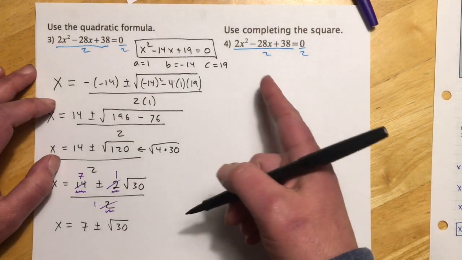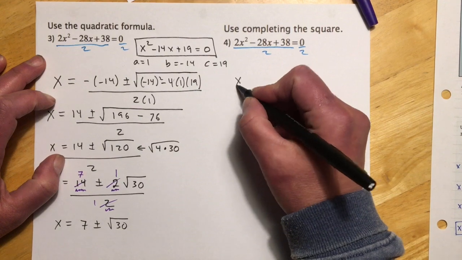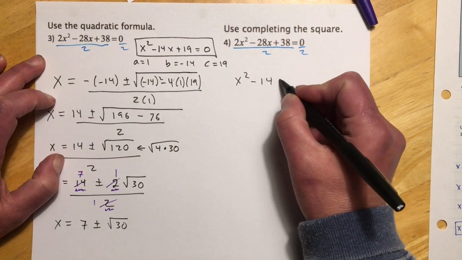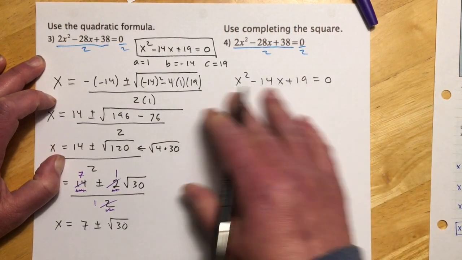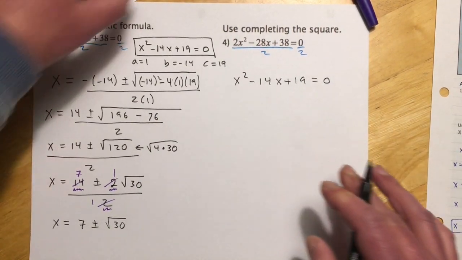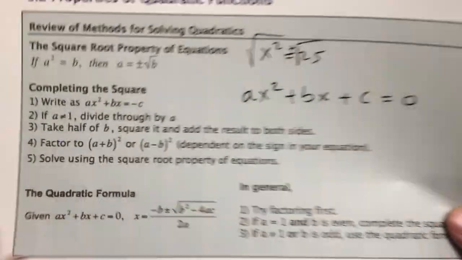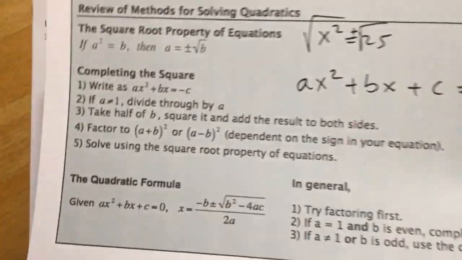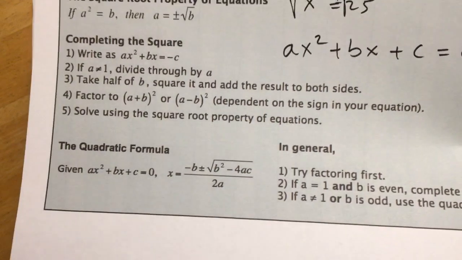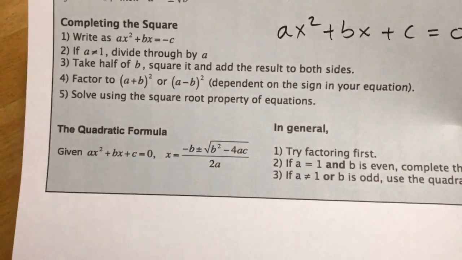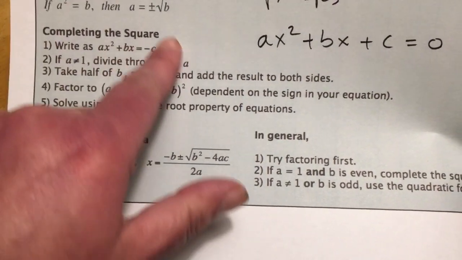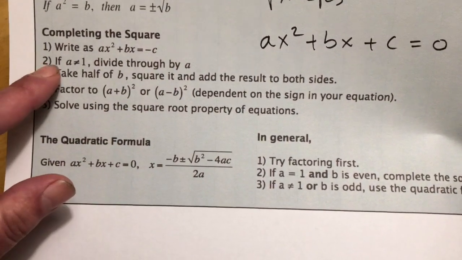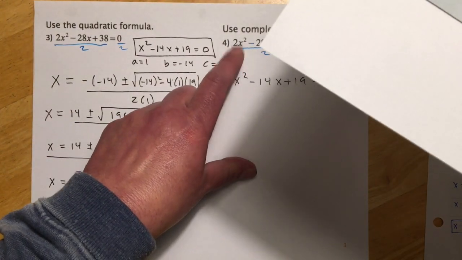So now I'm going to do this by completing the square. I'm just going to copy this one down over here. Okay, so that's what I'd be working on. For completing the square, it has steps, and I think that's why people don't like it, because you don't just plug into a thing and grind it out. You kind of have to know where you're going. So the first step is to bring the constant term over. The second step is if a is not 1, divide through by a, but I already did that right here when I reduced it.